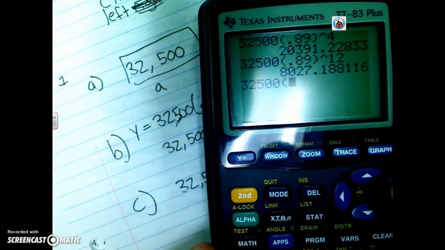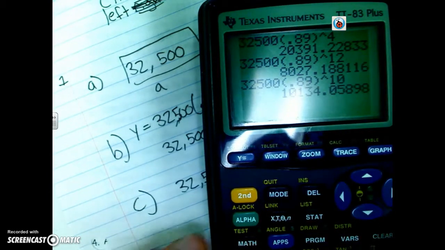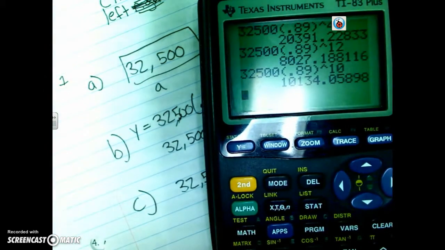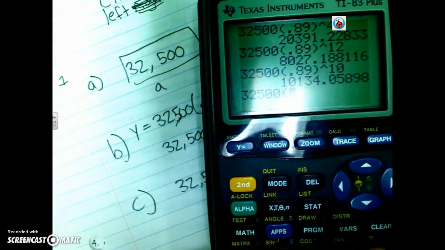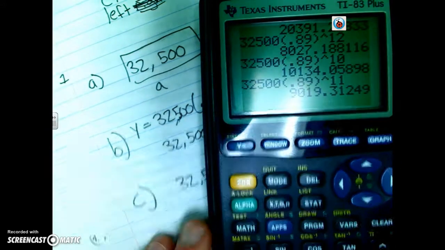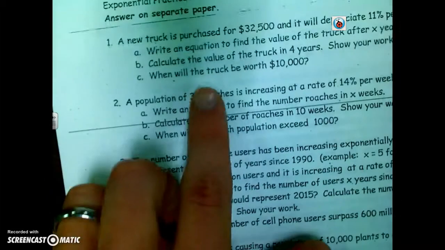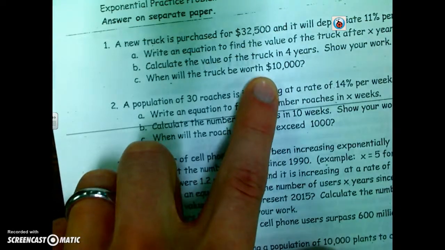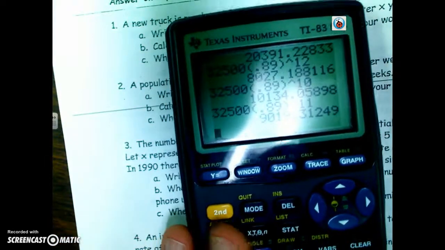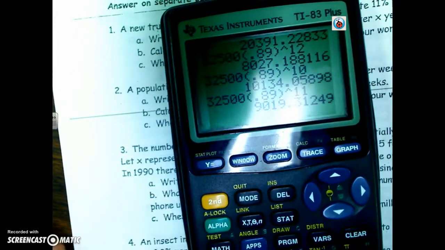So maybe there's one sooner. All right, so maybe we'll try 10 years. So it looks like at 10 years, it's still above that. So let's check 11 years. The question is, when will the truck be worth $10,000? Well, in year 10, it's worth $10,134. So then it crosses over there at year 11.